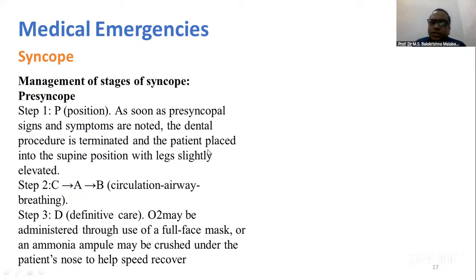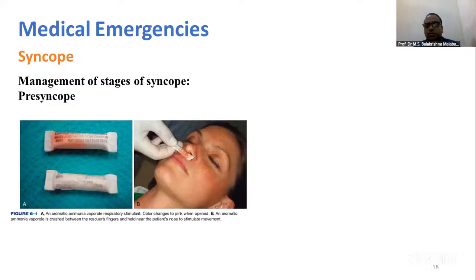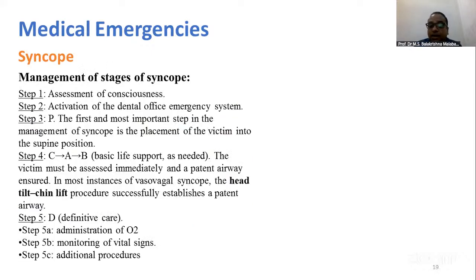So management of syncope, same thing. You have to position the patient, then airway, breathing, circulation, you need to start, right? So there is spirit of ammonia, which you can put in front of the patient's nose; it acts as a respiratory stimulant. And then for syncope, head tilt, chin lift you have to do. And then oxygen you should give, monitor the vital signs, and if required, additional procedures need to be given. Right, so for syncope, again I showed you a flow chart.